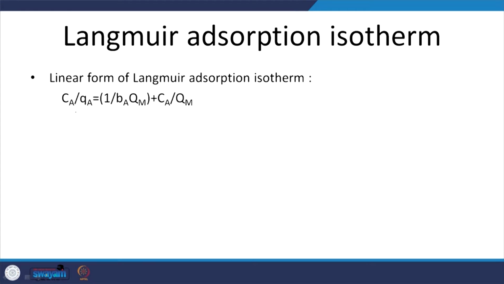As you can see, this is y is equal to mx plus c. So this is my intercept, y is this, x is my other one, Ca is my x. So m, the slope, is 1 by qm, right? And my intercept is 1 by ba qm, right? That's something to keep in mind, right?